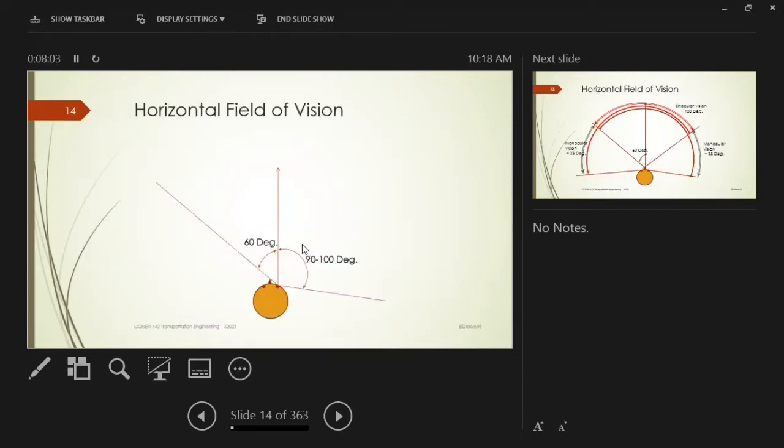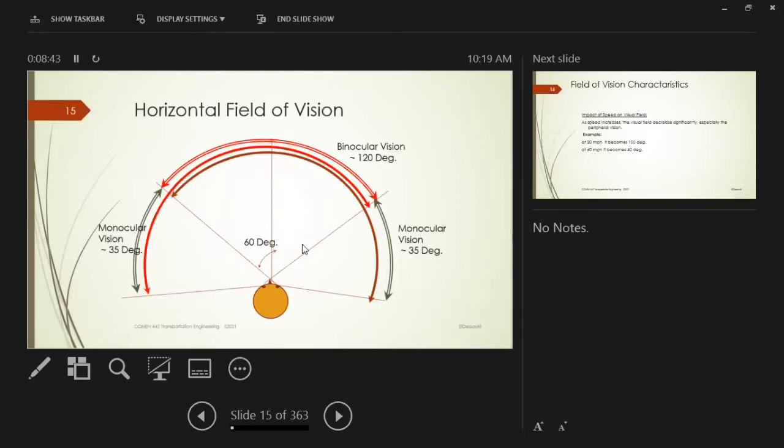Then we have the horizontal field of vision. The horizontal field of vision for each eye is as we can see from here. In this case, the nose of the human being limits the side vision of the right eye and the left eye. So on the nasal side, we have limited coverage, which is 60 degrees. But on the frontal side, it's from 90 to 100 degrees.